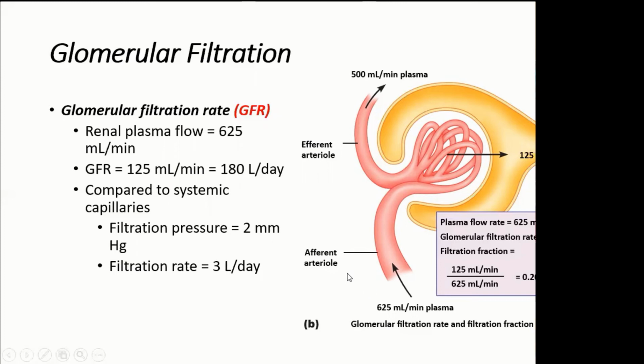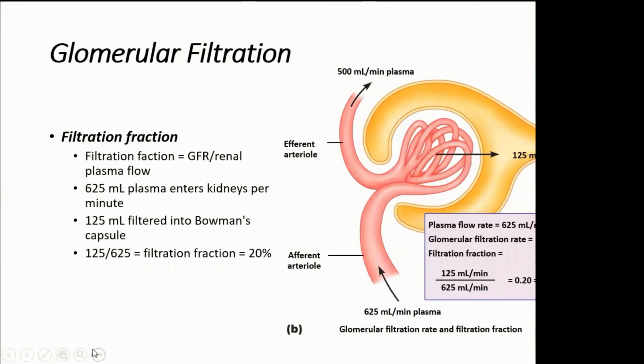So we can also calculate something called the filtration fraction. Sometimes we're going to want to compare how much of the fluid going through the kidneys is getting filtered out into the nephron relative to the amount of blood flow. So our filtration fraction is just an expression of that ratio.